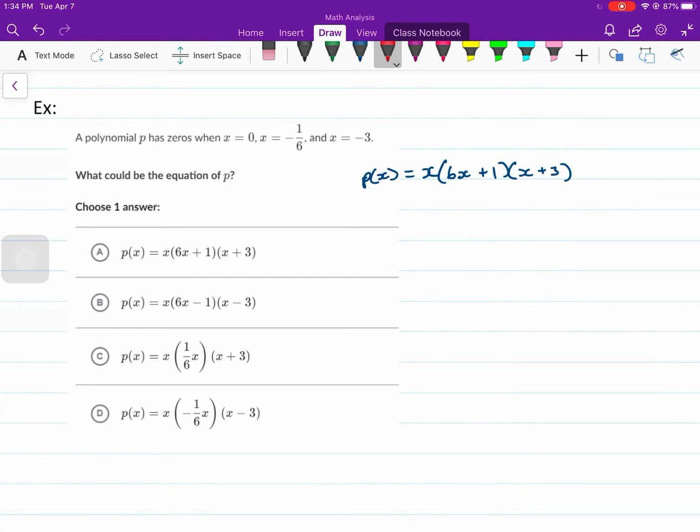Think about it. Because negative 1/6 is our 0. Well, 6x plus 1, if I set that equal to 0 and solve it, 6x equals negative 1, divide by 6, and x equals negative 1/6. And you'll see that if 6x plus 1 is a factor, then negative 1/6 is a 0. So we're kind of taking this, multiplying the 6, and then adding the 1 over, and basically going backwards through that as we do that.